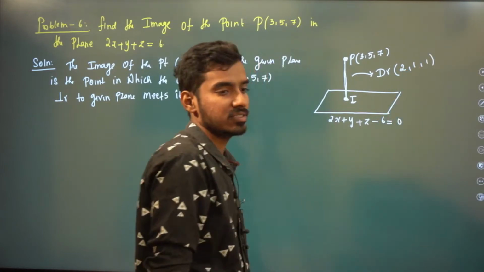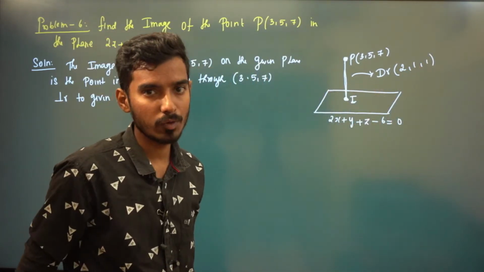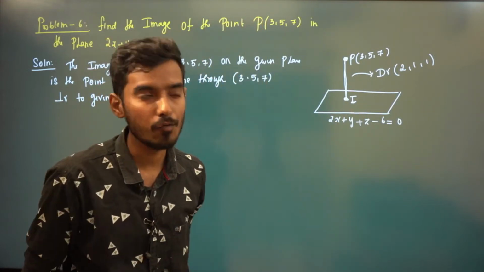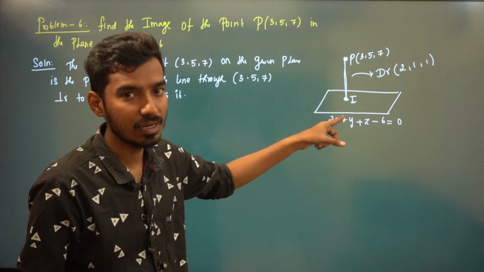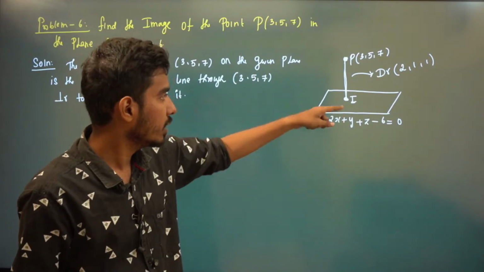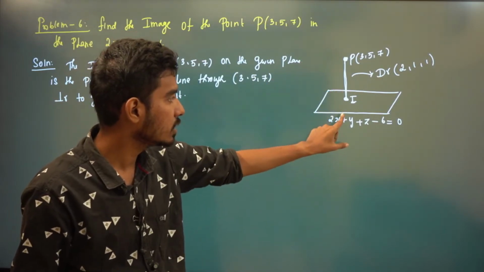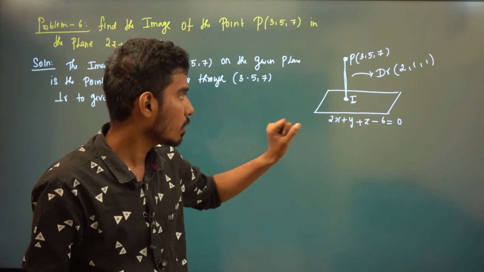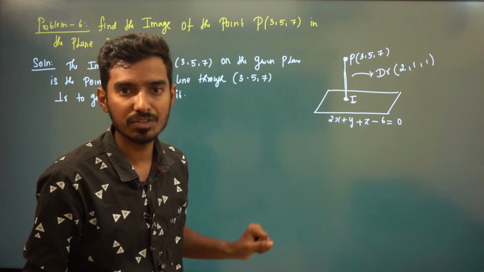Yes or no? See, the equation of the plane is ax plus by plus cz plus d equal to 0, and a, b, c is the direction ratio of the normal. What is normal? Normal is a line that is perpendicular to the plane. Now this line's direction ratio is nothing but the direction ratio of the normal of this plane, which is 2, 1, 1. So you can easily find the equation of this line, right?